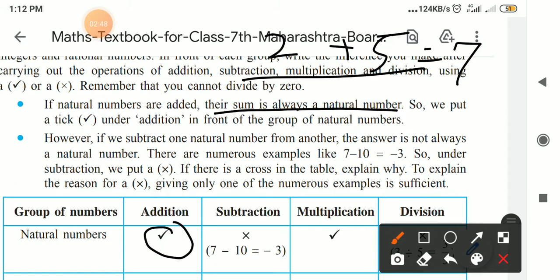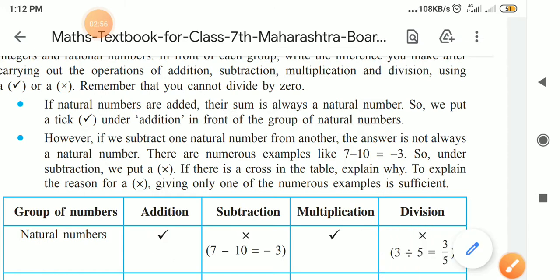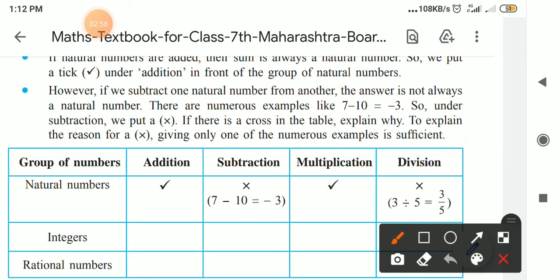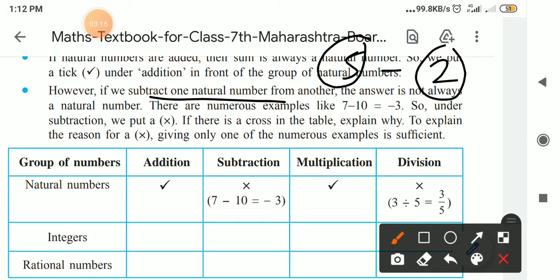Now the next set is in front of the group of natural numbers. The second point given is, if we subtract one natural number, 2, from another natural number. Suppose I take 5 minus 2. If we subtract a natural number, 2, from another natural number, 5, is its answer not a natural number? Here it is 3, and 3 is a natural number.